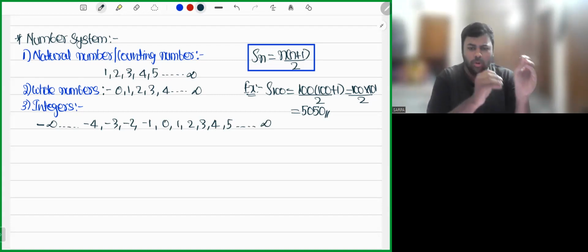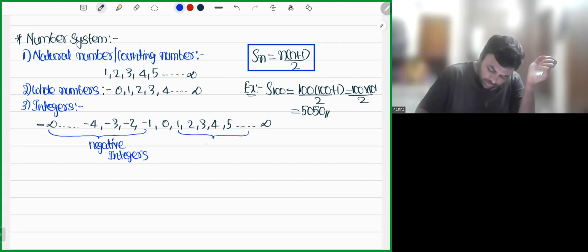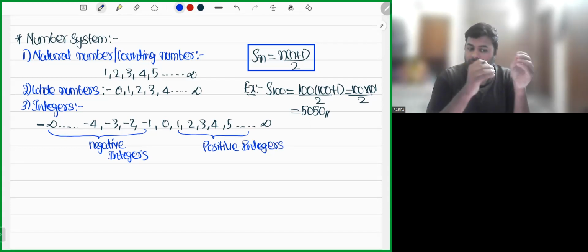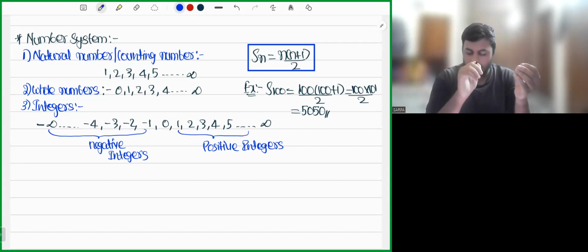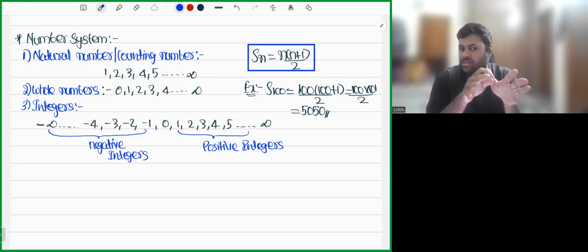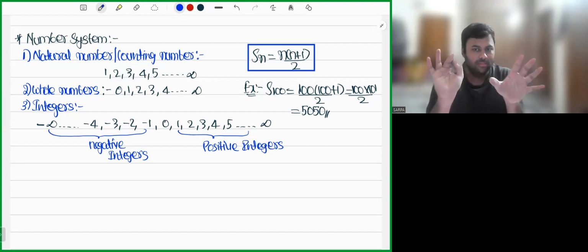What do you mean by integers? Both positive numbers and negative numbers. These are called negative integers, and these are called positive integers. A number which contains a minus along with it is called a negative integer. A number which contains a plus along with it, we call a positive integer. Minus 4, minus 3, minus 2 you will write, but plus 1, plus 2, plus 3 you will not write in the mathematical system.